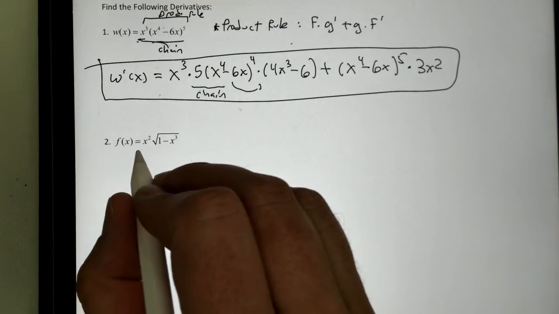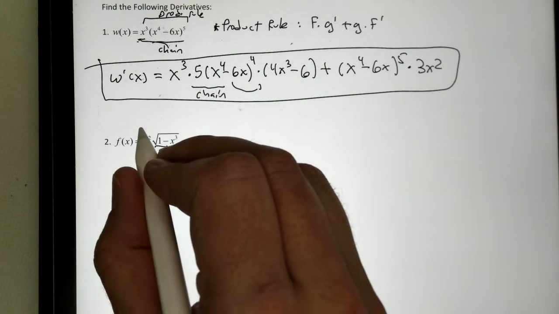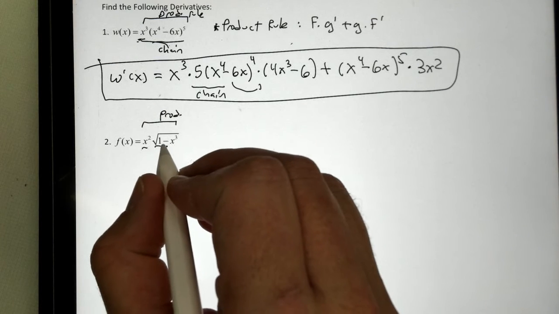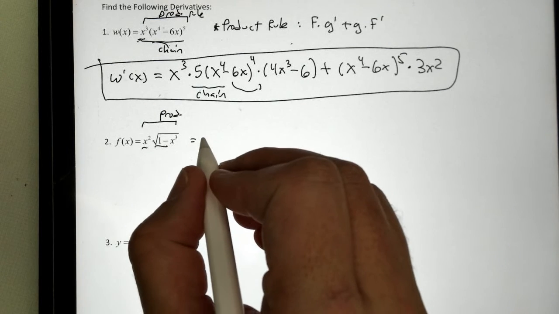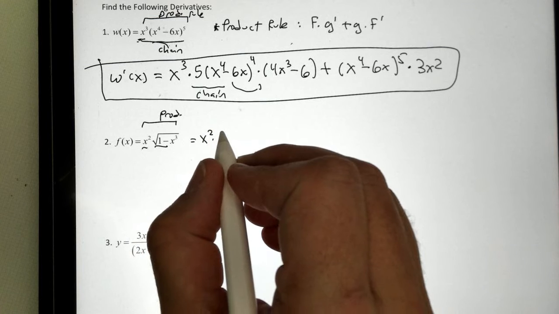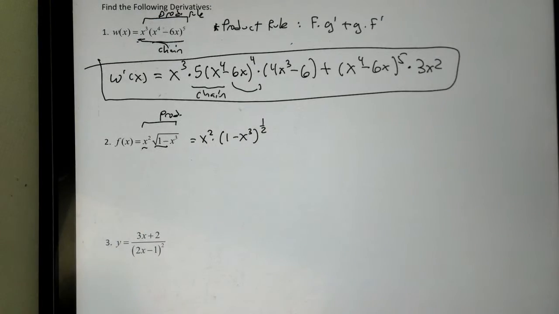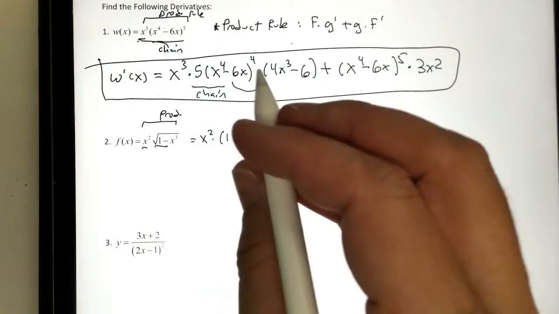Now, for number 2, the same thing. We are multiplying here. So my big picture, again, is product. But notice here I have the square root right here. That's my chain rule. I'm going to rewrite this times 1 minus x cubed to the 1/2. I'm going to write it like this, so it makes it look a little bit nicer for us.